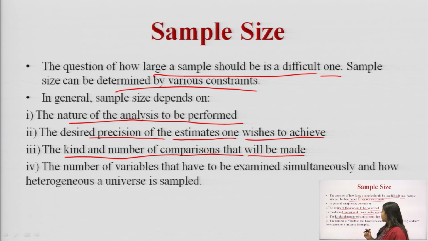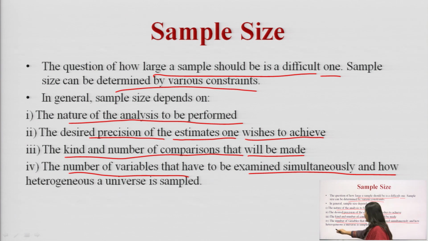Now the other factor which is going to decide our sample size is the number of variables that have to be examined simultaneously, and how heterogeneous the universe is. So it depends upon the number of variables or factors which we are going to study in our study, and also the characteristics of the population. If your population is very heterogeneous, then you have to take a large sample size. If your population is homogeneous in nature, or they have very similar characteristics, then you can go for a small sample size also.